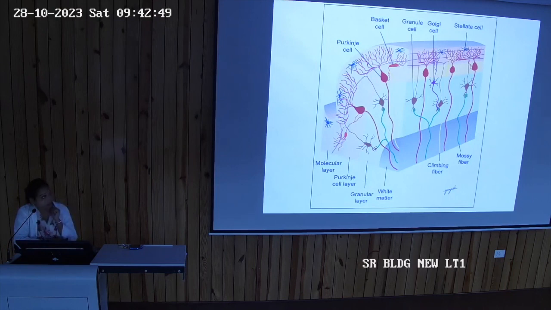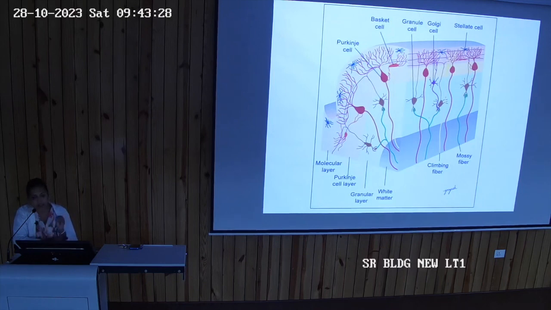Now in the outer molecular layer, what are the cells present here? Please pay attention. In the outer molecular layer, we have two types of cells. The superficial layer has stellate cells. These are small cells present in the superficial part of the molecular layer. And in the deeper part of the molecular layer, we have basket cells. Then there are fibers of the Purkinje cells present here, dendrites of the Purkinje cells also, and climbing fibers which are coming from the inferior olivary nucleus. And also we have fibers of the granular cells coming from the granular layer.